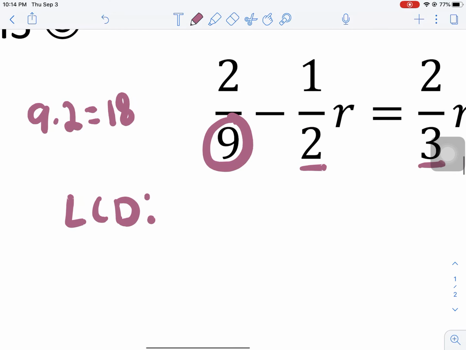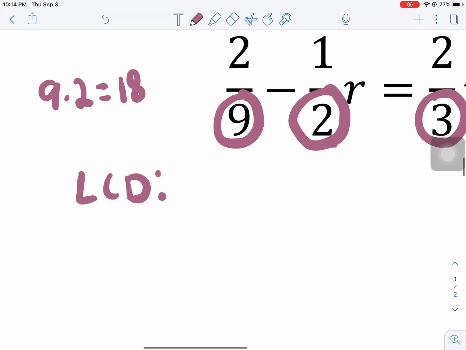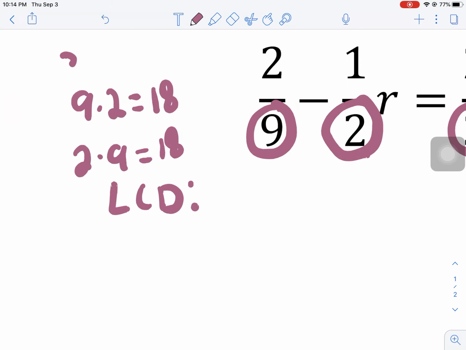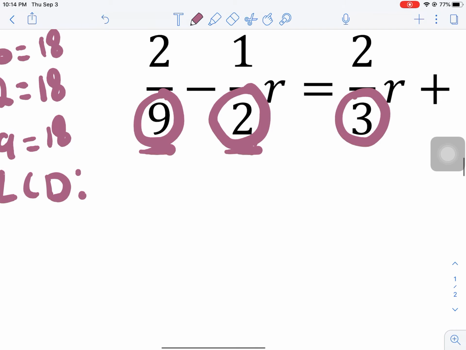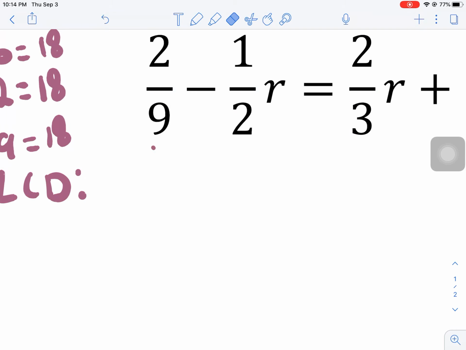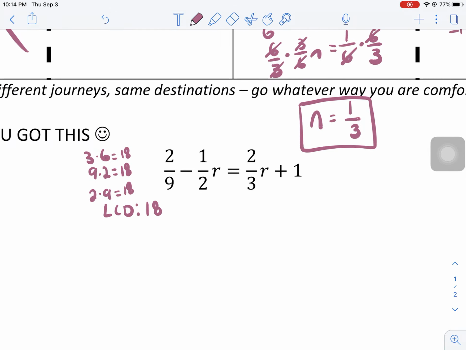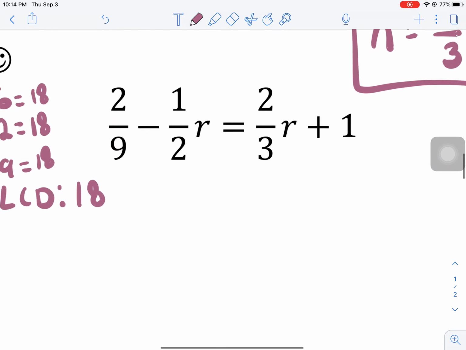So the question becomes, can we make 18 out of 2, and can we make 18 out of 3? Well, we can make 18 out of 2 because 2 times 9 gives us 18. And we can make 18 out of 3, because 3 times 6 also gives us 18. So we can make 18 with 9, 18 with 2, and 18 with 3. So our least common denominator in this problem is going to be the number 18. Now that you know that, pick either way that we just did the last question to solve this one.